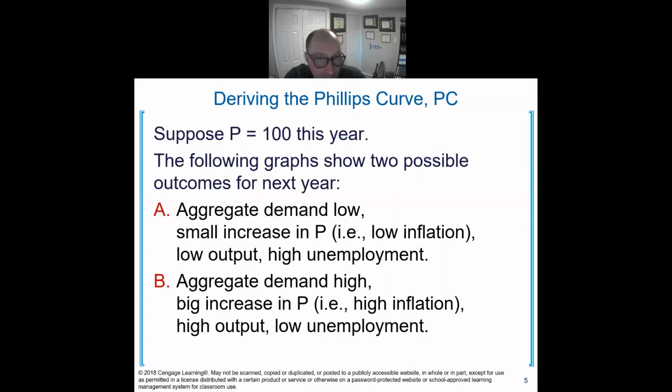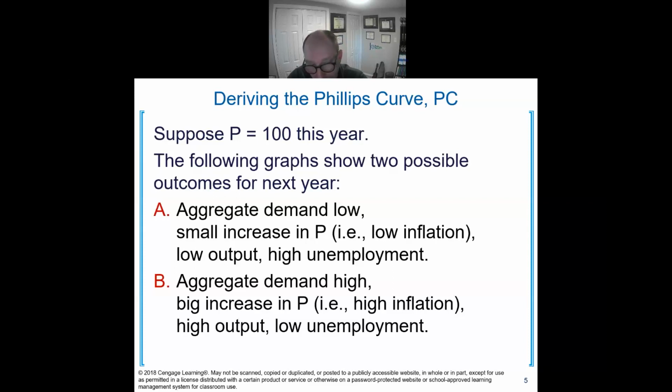The graph represents two possible outcomes when there is a change in price. When there's a small change in price, demand is typically low and inflation is typically low with low output and high unemployment. This makes sense because it relates to what we talked about before in previous chapters. With higher prices, there's going to be less consumption. Typically, with higher prices, there's going to be higher unemployment and low inflation. The opposite is also true.